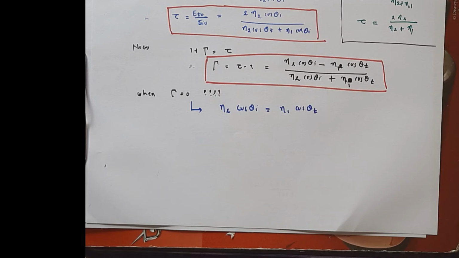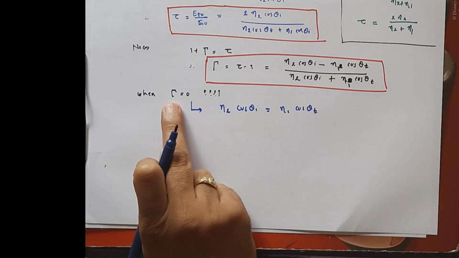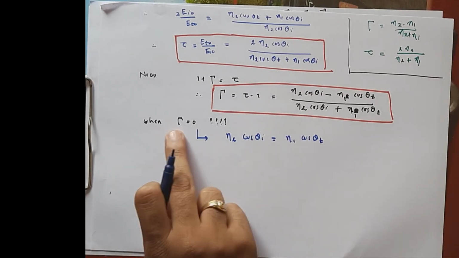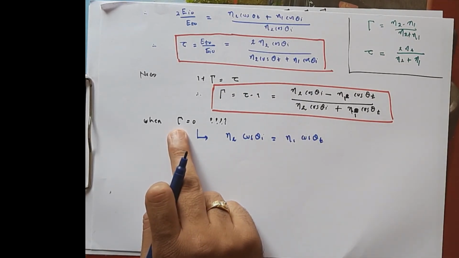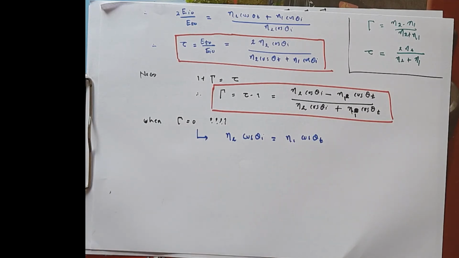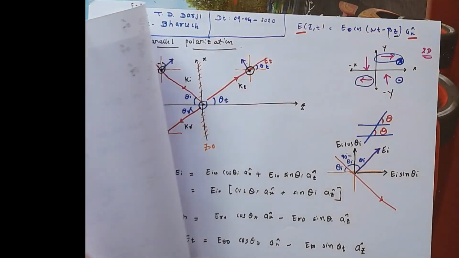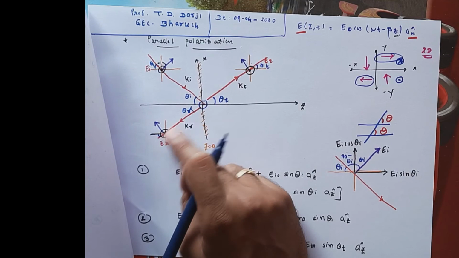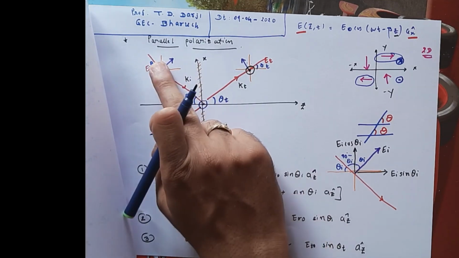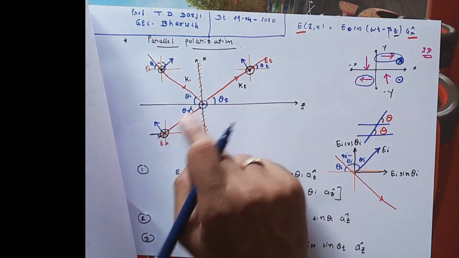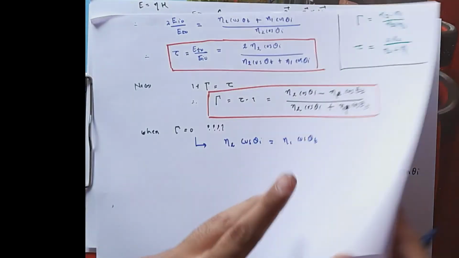What do we mean by tau equal to 0? Tau equal to 0 indicates that reflection is 0. That means the reflected wave is 0, so whatever the incident wave, we get a totally transmitted wave. In that case the reflected wave is 0.